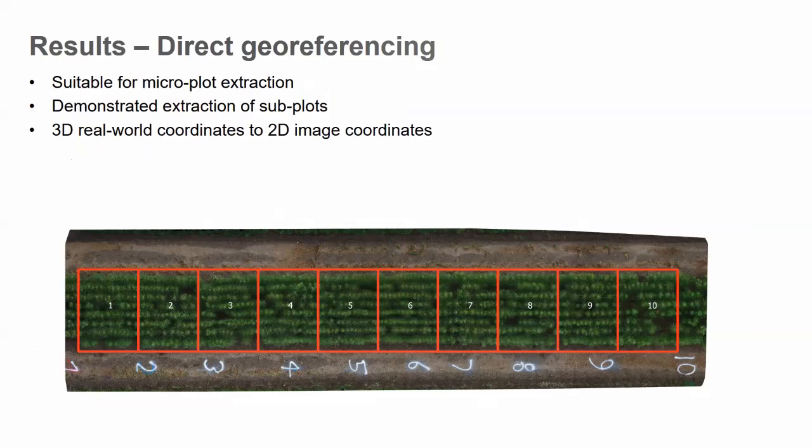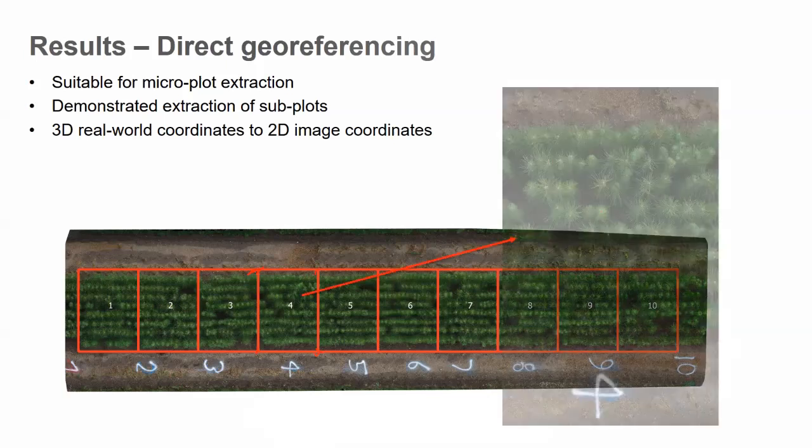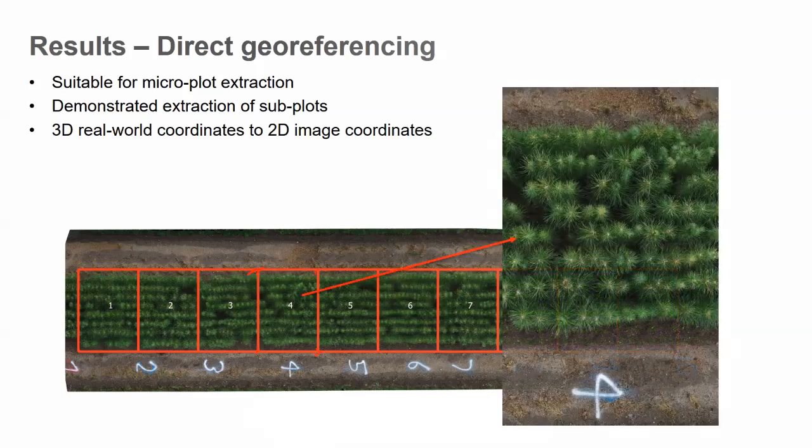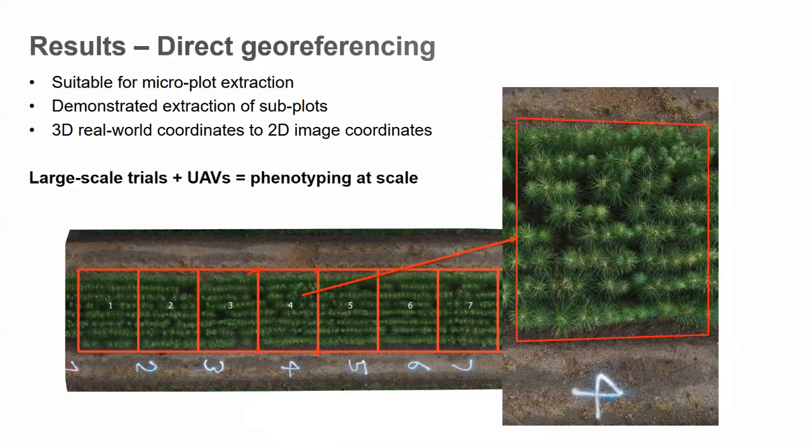We also used the imagery from direct georeferencing to test microplot extraction. What you can see here is an orthomosaic generated from the direct georeferenced imagery. And here we've got a simulated trial block. What we can do is take the corner coordinates here. We can use microplot extraction to go from the orthomosaic to the raw unprocessed imagery. And then we can overlay the 3D coordinates of the trial block into 2D positional space on top of the raw imagery and extract just the pixels that belong to this treatment block.